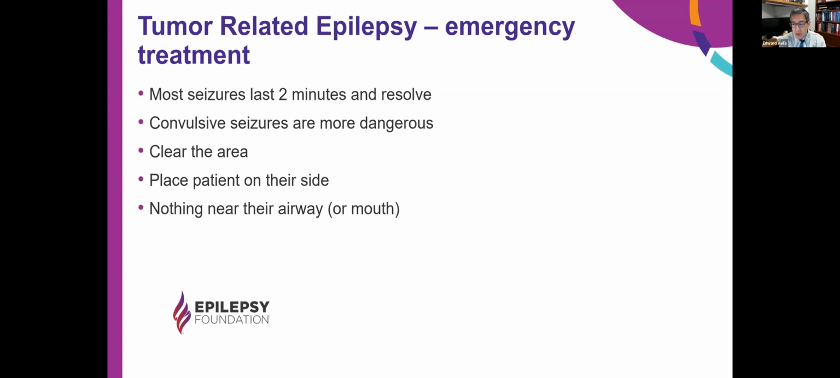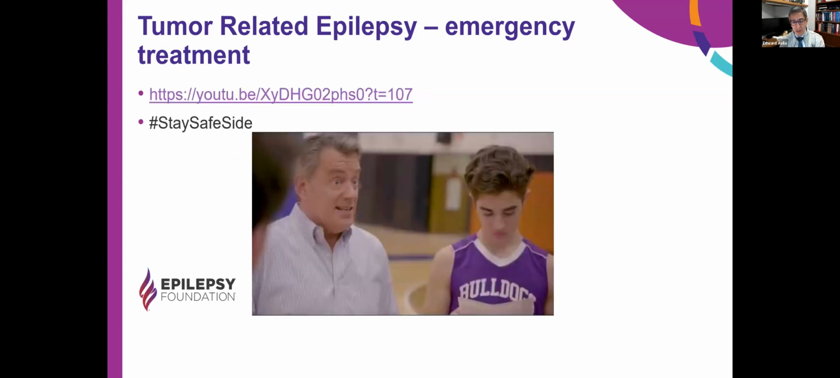The most important thing is to clear the area for anyone with a convulsive seizure. So if you see someone having a convulsive seizure, the best place for the patient to be is on the floor and on their side, and nothing near their airway or their mouth. What I'd like to show is a video of something that the Epilepsy Foundation has come up with. It's called Stay Safe Side, just to remind everyone of the different steps. So I'm going to come out of my presentation and show you a video.